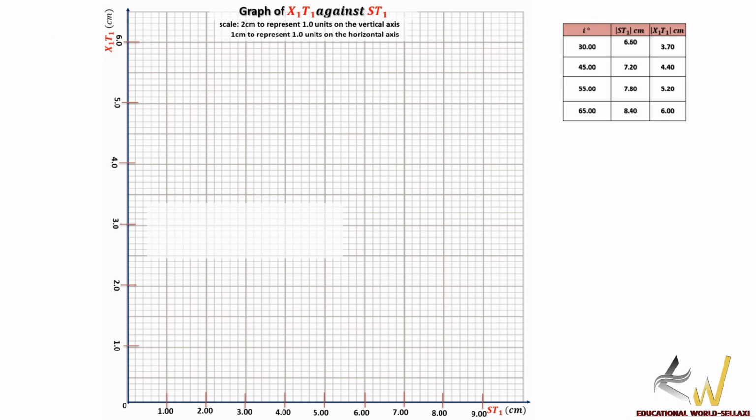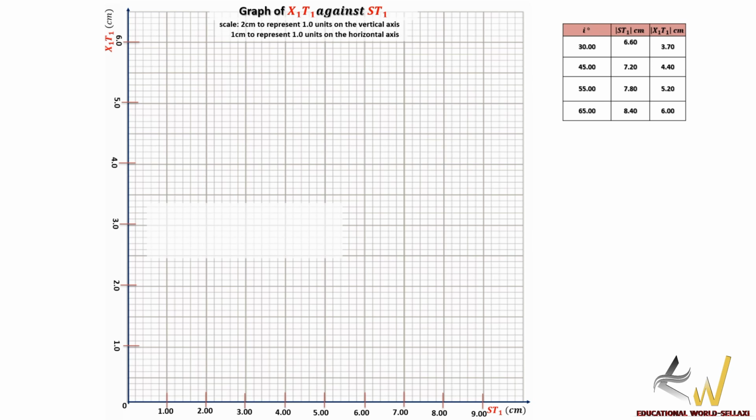For our graph plotting, we are looking at the title of the graph, which is very important. Our graph must have a title. So this is a graph of X1T1 against ST1. And the scale there shows 2 cm to represent 1 unit on the vertical axis and 1 cm to represent 1 unit on the horizontal axis. Now, in our table of values at the corner there, you can see a uniform number of decimal places, and each of the fields or attributes has its respective unit.